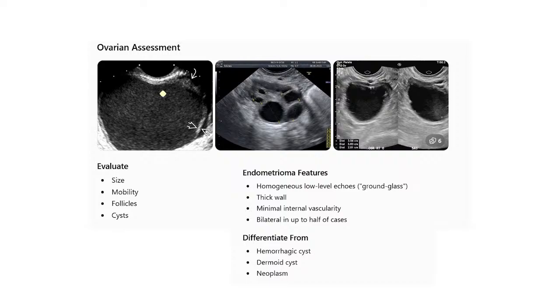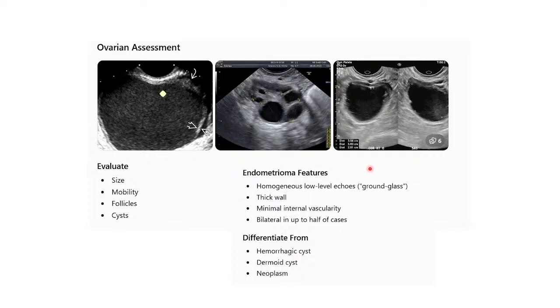Okay, so now we have to assess the ovaries, ovarian assessment. This is still part of endometriosis mapping. You have to evaluate the size of the ovaries, the mobility of the ovaries, the follicles, and the cysts.